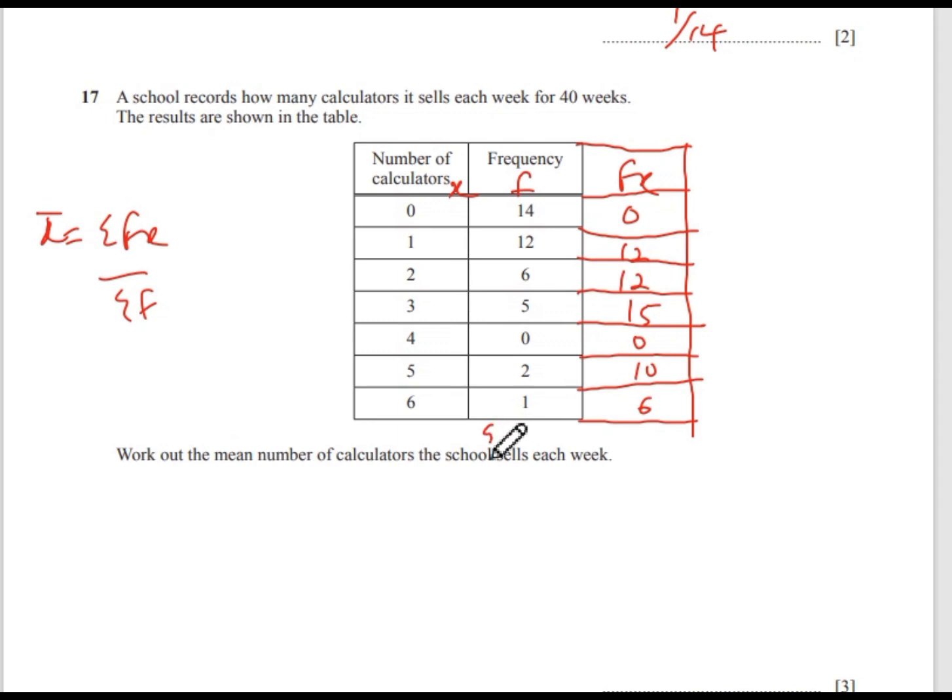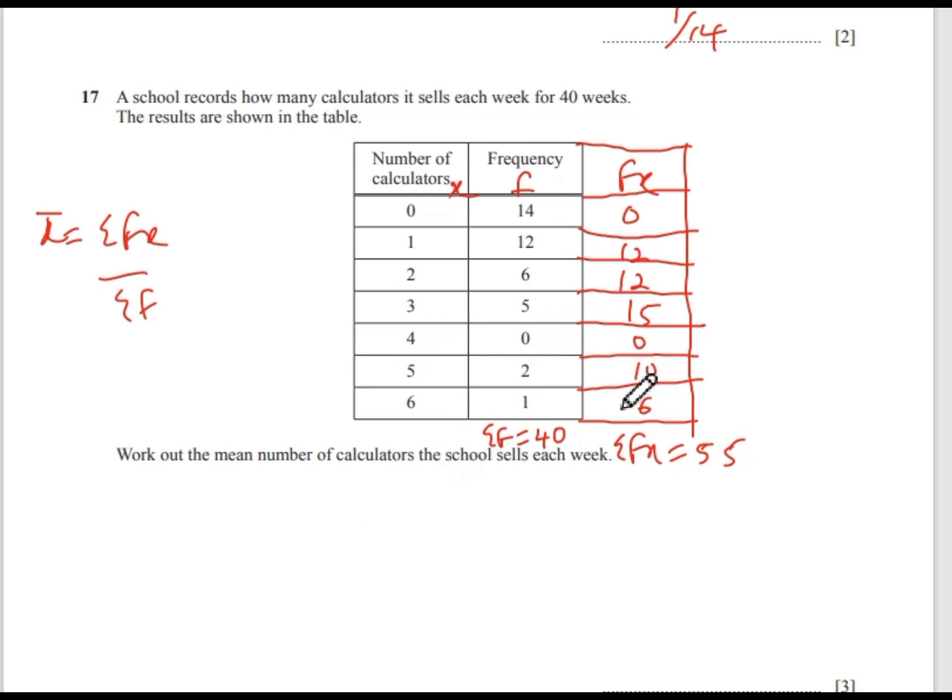So summation F, when you sum all this up: 14 plus 12 is 26. Plus 6 is 32. Plus 5, 37. Plus 0, 37. Plus 2, 39. Plus 1, 40. Summation F here is 40. Then summation Fx: 0 plus 12, 12. 12 plus 12, 24. 24 plus 15, 39. 39 plus 0, 39. 39 plus 10, 49. 49 plus 6, that's 55.